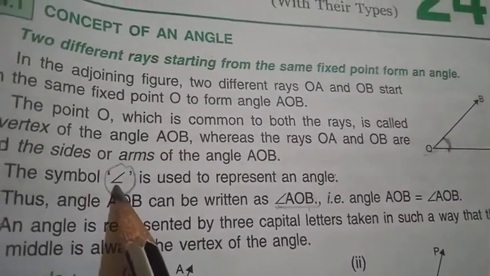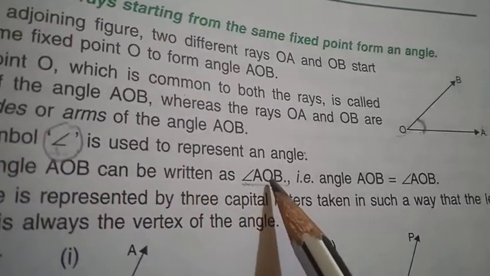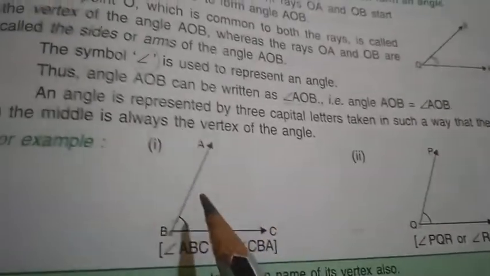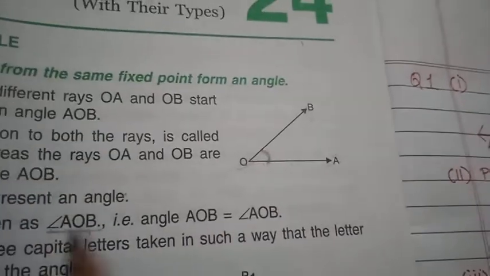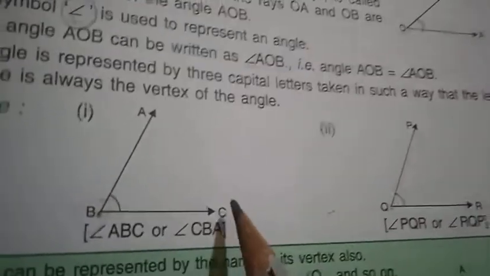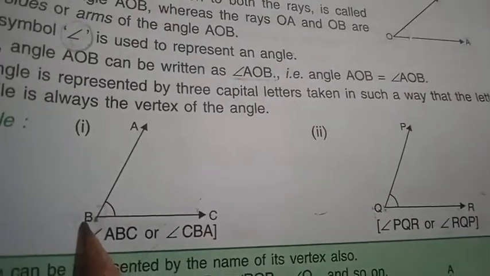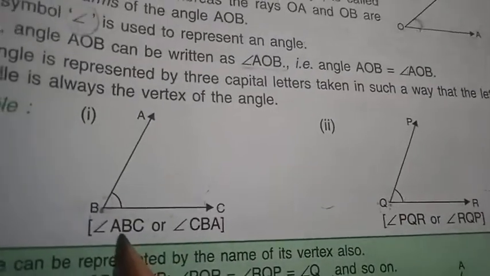Okay. So the symbol for angle is this. You can see the symbol, and whenever you have to write and name an angle, angle AOB. An angle is represented by three capital letters. So always see here, three letters, three letters, three letters. So angle ABC, always keep in mind that B, that is the vertex, here Q, that is the vertex, should be in the center.